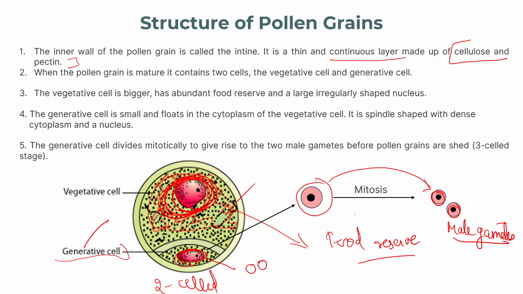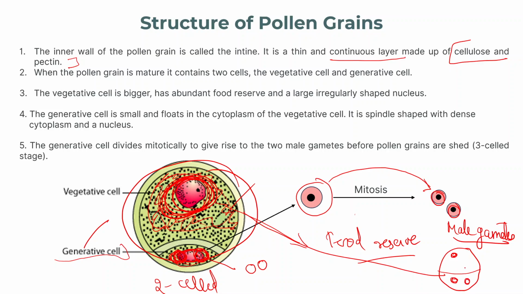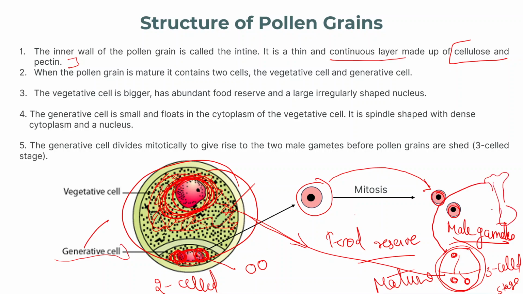Now, the male gametes have developed. So this two cell stage has been transformed into the three cell stage. One is the vegetative cell, and there are two male gametes. So now there are three cells. At the three cell stage, our pollen grain is finally mature, and it is ready to fuse with the female reproductive organ.